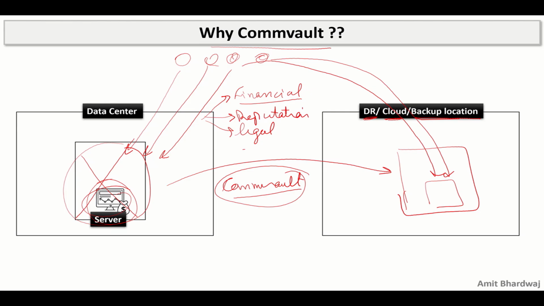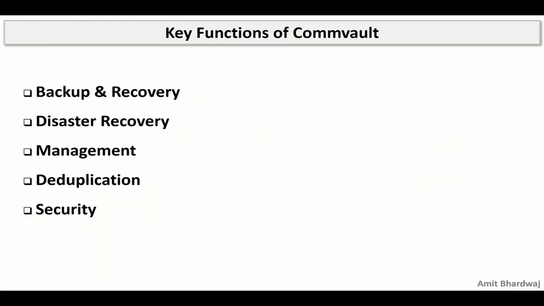And this is where Commvault is very important, that it helps in business continuity and running of the services at a backup location or a DR location, so that the financial loss, reputation, and the legal implication are taken care of. Now let's understand key functions of the Commvault.